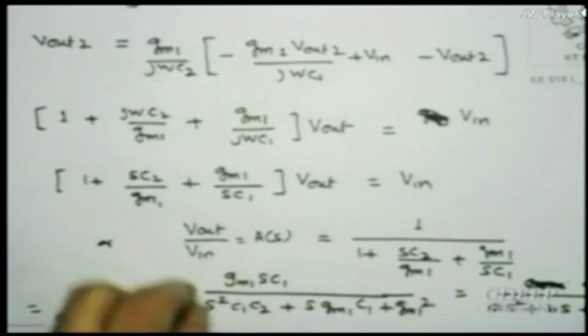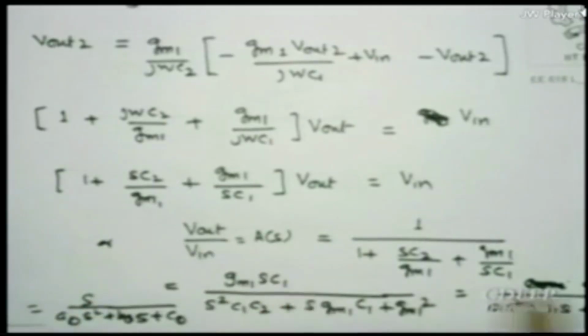If this GM C1 is called constant D, then D into S upon AS square plus BS plus C; divide by D and you get some new constants, so S upon A0 S square plus B0 S plus C0 is the transfer function. And whenever the transfer function is of the form S upon S square kind, this represents a high pass filter. And its dominant pole will be the cutoff point.